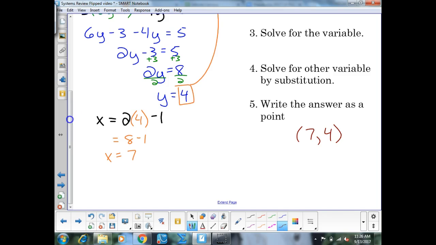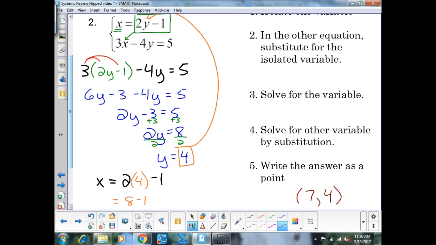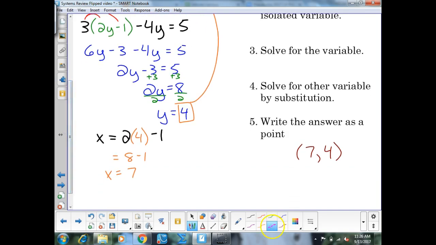And once again, I check that back in both of my original equations. 2 times 4 minus 1 is 8 minus 1, which is 7, so it checks out in the first equation. 3 times 7 minus 4 times 4. 3 times 7 is 21. 4 times 4 is 16. 21 minus 16 is 5. It checks out in both equations, so then therefore that is my solution.